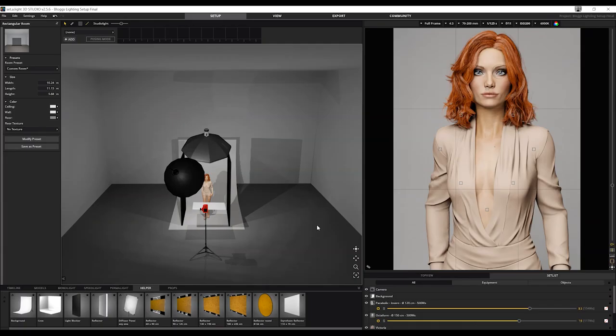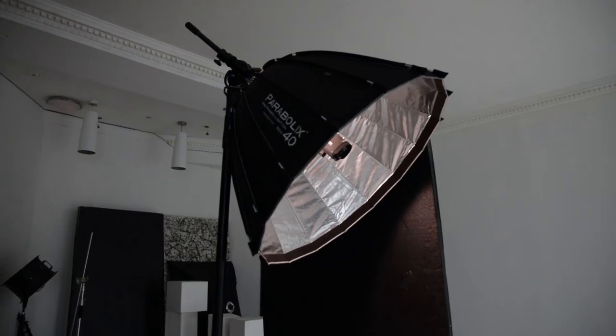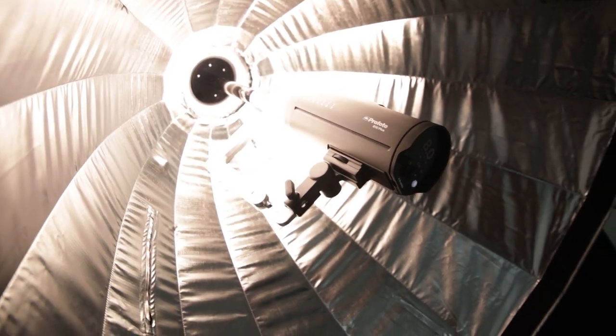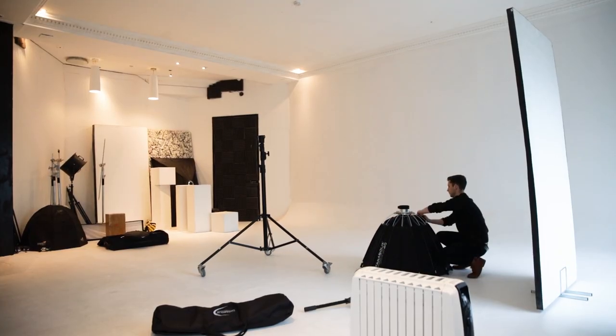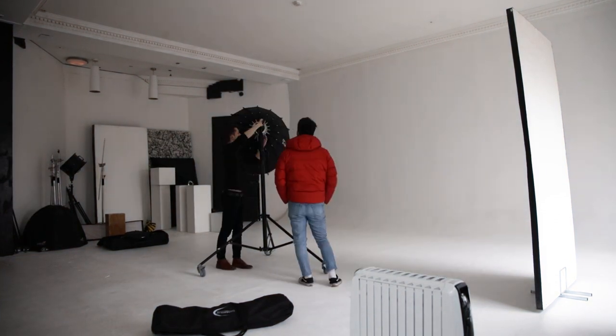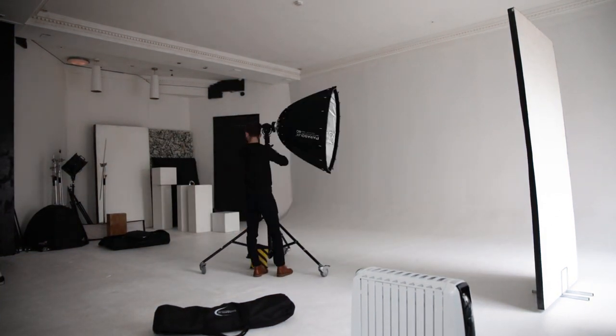So my key light on the day was my Parabolix 40, which is a parabolic umbrella made by the company Parabolix, who are based in California. This is a true parabolic umbrella, but at a fraction of the price of the Broncolor designs. I've owned this modifier for over a year now, and I'm really happy with how it's performed. It's so versatile and I've used it on pretty much every shoot.